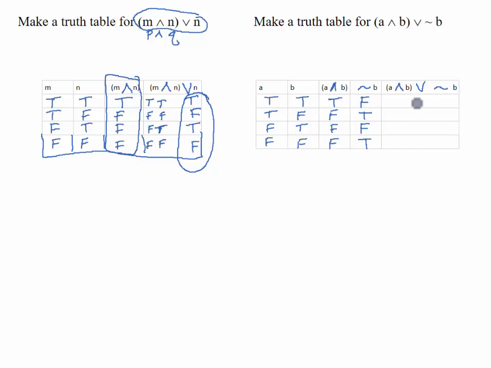Now the last thing I like to do is copy my A and B results. True, false, false, false. I like to put them here. And then I like to copy my not B results next to it. False, true, false, true.